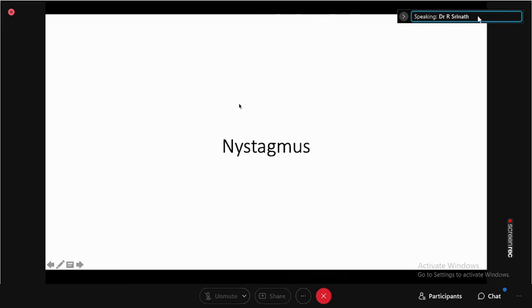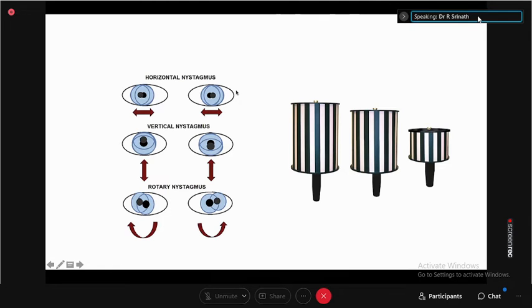Coming to the nystagmus, what is very important to understand is that whenever you check for nystagmus, you should never check in the extremes of gaze, because physiologically there may also be some nystagmus, which is gaze-evoked nystagmus, which occurs at the extremes. One should not cross more than 30 degrees, either in horizontal or vertical.